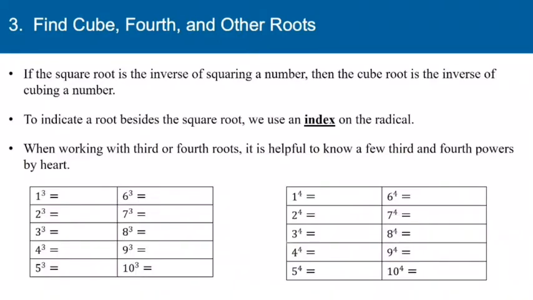1 to the third power is 1. 2 to the third power is 8. 3 to the third power is 27. 4 to the third power is 64. 5 to the third is 125. 6 to the third is 216. 7 to the third is 343. 8 to the third is 512. 9 to the third is 729. And 10 to the third is 1,000.